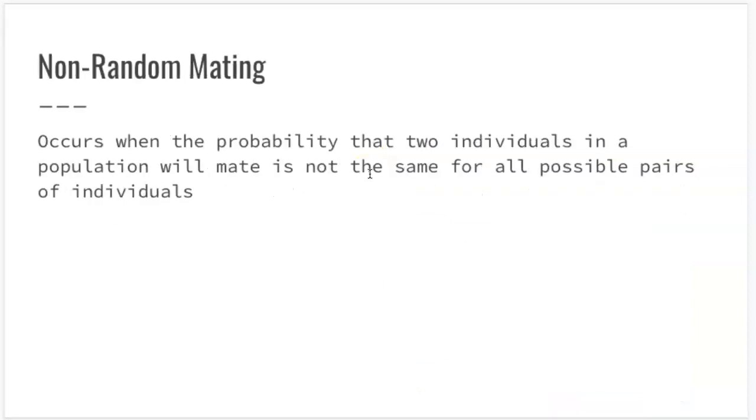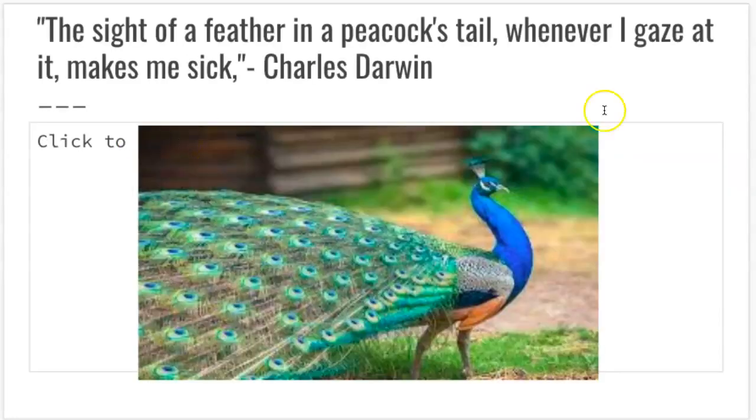Okay, so what we're going to focus on mostly today is the requirement of non-random mating, right? If non-random mating occurs, that's also going to cause evolution. Non-random mating is defined as when the probability that 2 individuals in a population will mate is not the same for all possible pairs of individuals. There are a few reasons why this would occur. The first reason is called sexual selection.